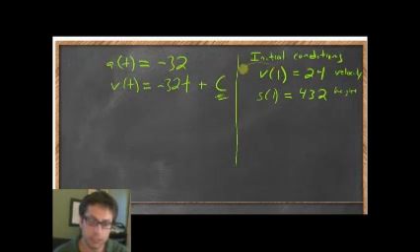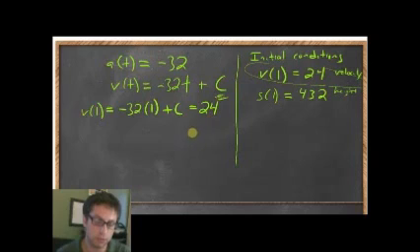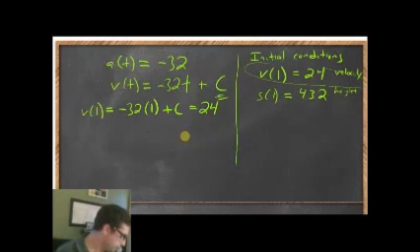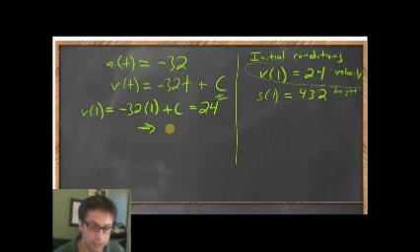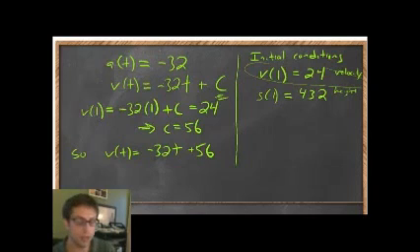Okay, so then use this initial condition here. v of 1 is going to equal negative 32 times 1 plus c, which equals 24. Then you solve for c. So c is 56. So v of t is negative 32t plus 56. Now we're going to use v of t to find s of t.